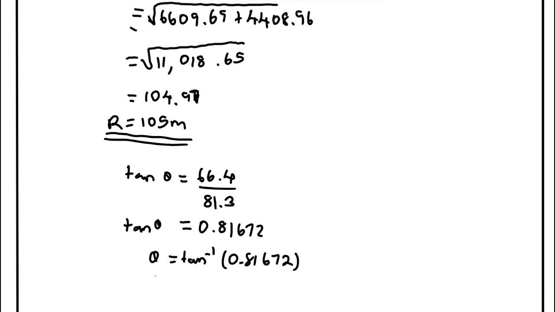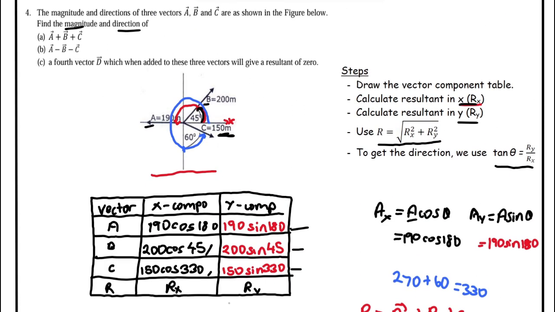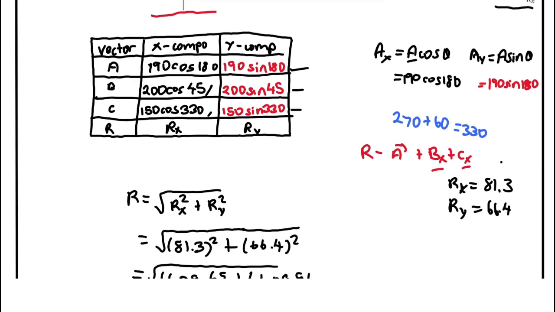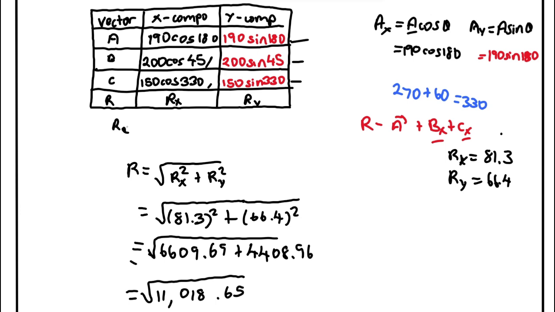Our theta is equal to 39.2 degrees. So that means that we are done with A. Now, since we already have our vector component table, B is asking us to find A minus B minus C. What that means is that when getting the resultant, instead of using Rx equals AX plus BX plus CX, it's now minus here and minus here. That will be the difference. Then we'll get our Rx and our Ry like that.